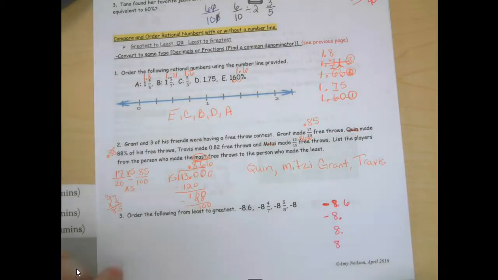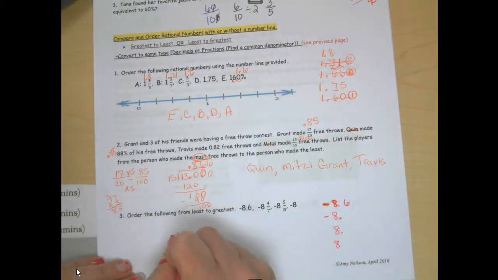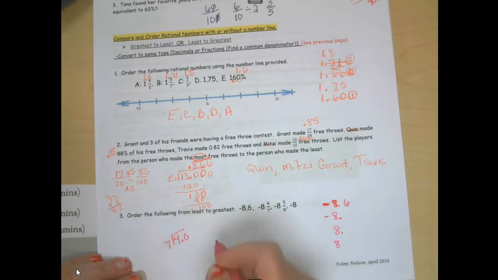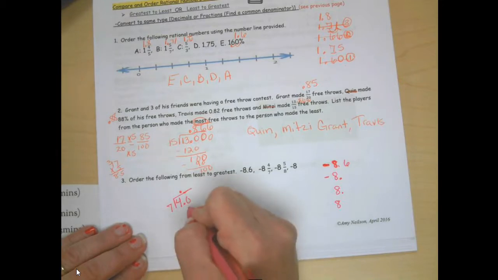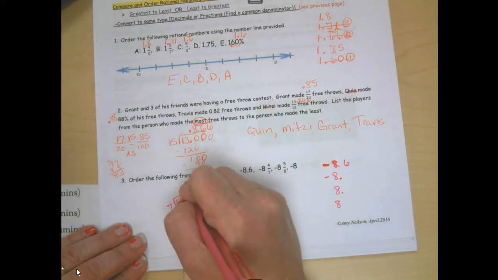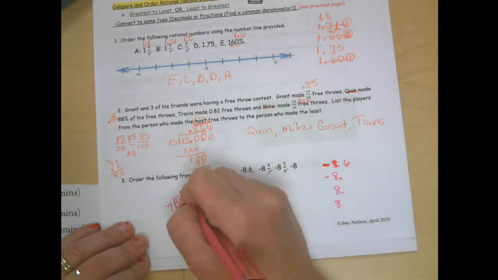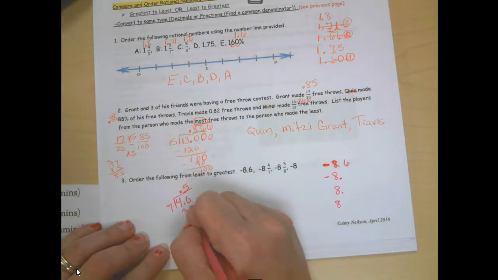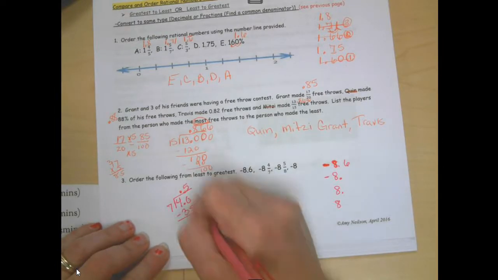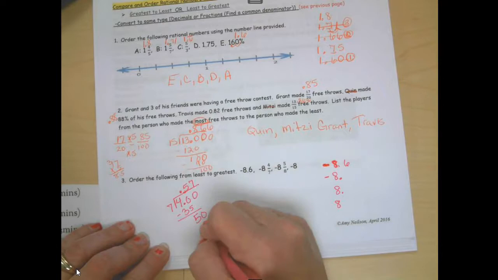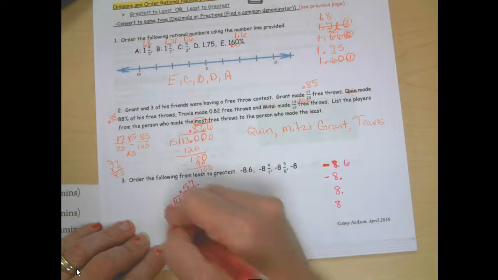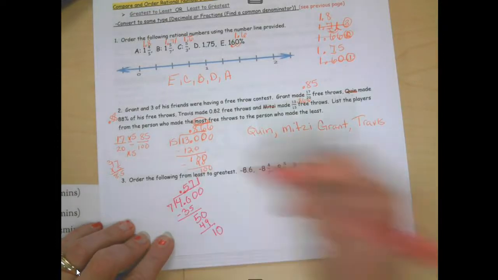sevenths into decimal form. 4 divided by 7. I'll bring my decimal straight up. 7 will go into 40 5 times. 5 times 7 is 35. 5. Add my 0, bring it down. 7 will go into 50 7 times. This is going to give me 49. I'm going to add another 0, bring it down. 7 will go into 10 1 time.